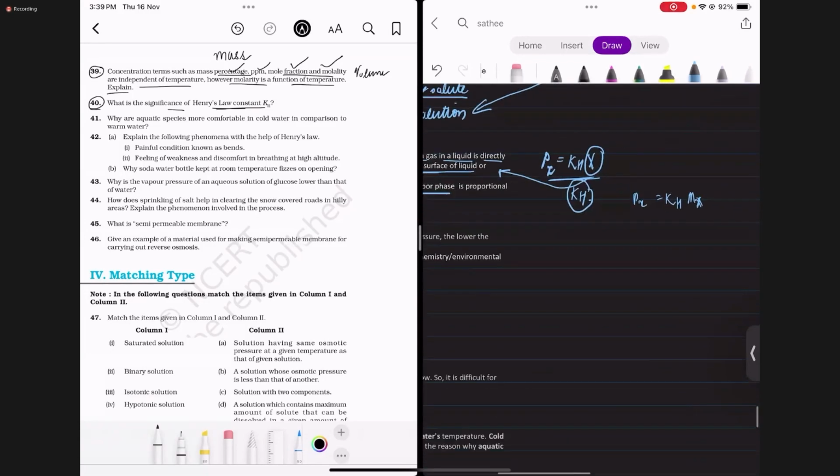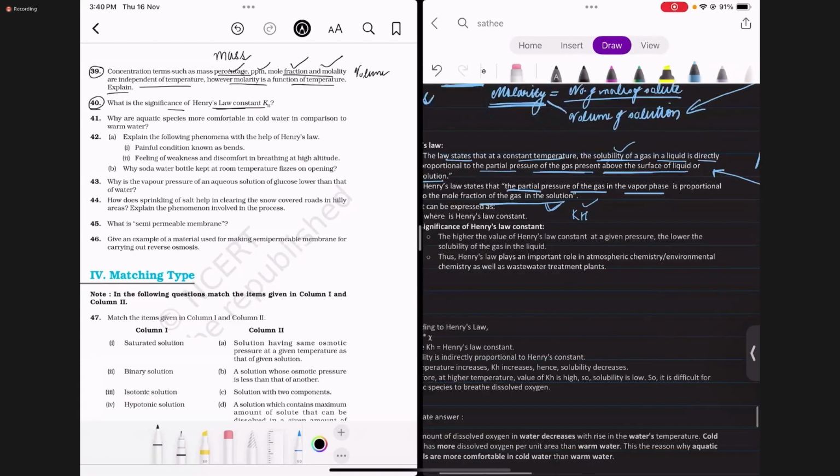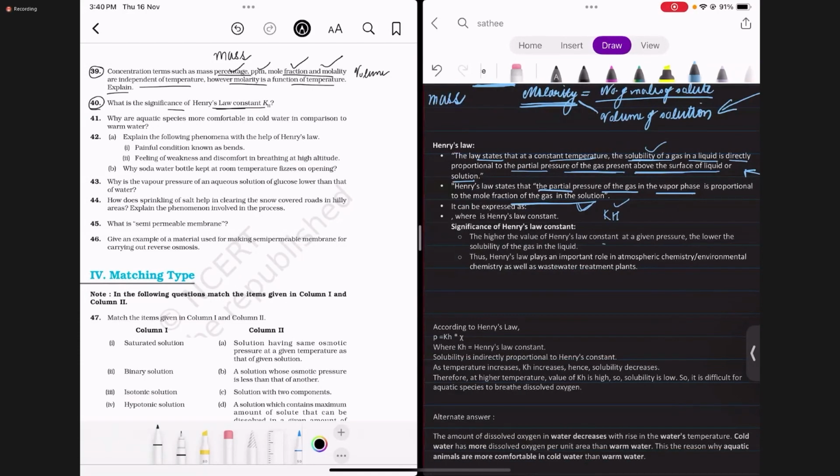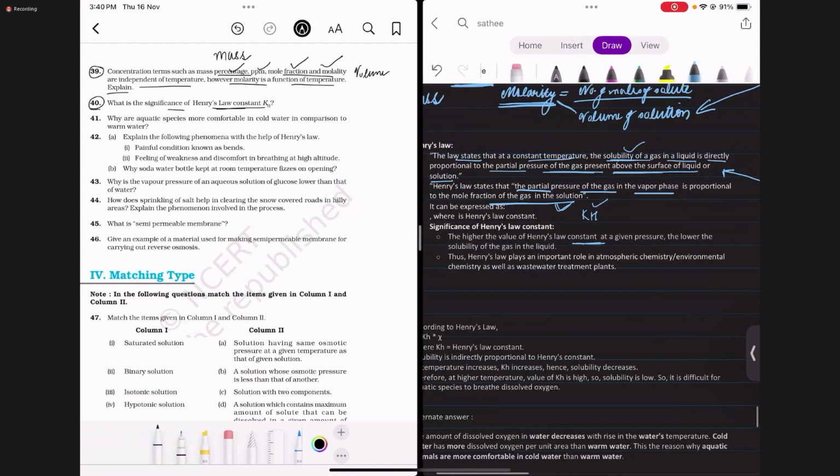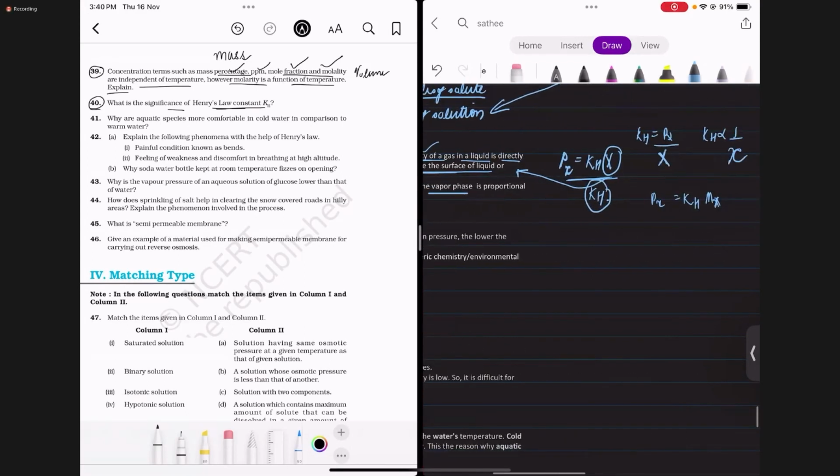तो यहाँ से हम देखें अगर तो KH इज इक्वल टू PX डिवाइडेड बाय सॉल्युबिलिटी. तो KH इज इनवर्सली प्रोपोर्शनल टू सॉल्युबिलिटी. तो KH सिंस इट इज अ कांस्टेंट इट विल बी फिक्स्ड फॉर डिफरेंट गैसेस. तो यानी कि अगर KH की वैल्यू ज्यादा होगी तो सॉल्युबिलिटी ऑफ गैस लो होगा, और KH की वैल्यू कम होगी तो सॉल्युबिलिटी ऑफ गैस विल बी हाई.